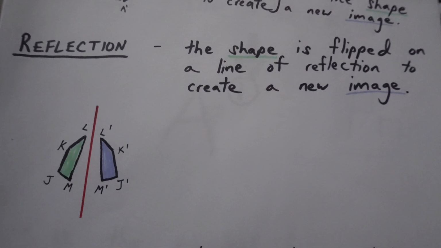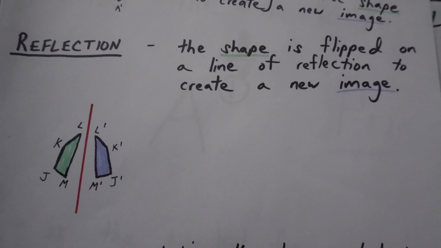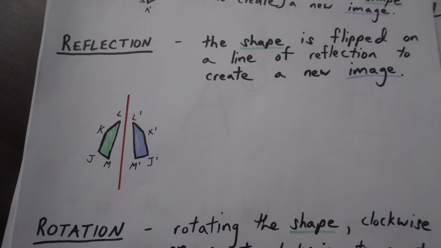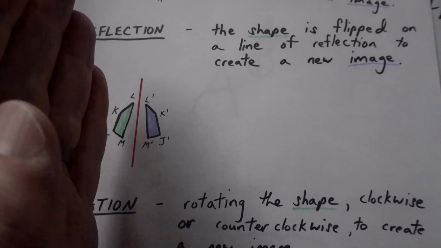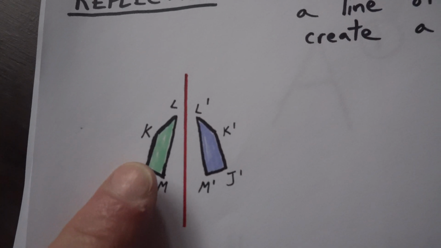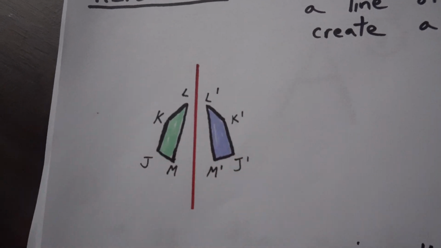The next way that you can transform a shape is to reflect it. Reflection occurs when you flip a shape over a line of reflection to create a mirror image. So you can see here, flipped over to the other side.